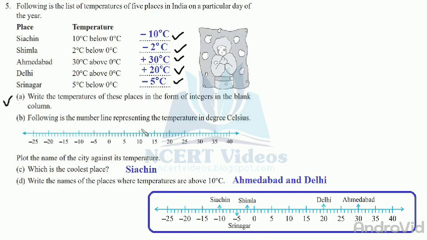Now B, following is the number line. Again we have to locate the temperature of these places on this number line. So for instance, first one is Siachen. So Siachen is minus 10 degrees Celsius. So here we have 0 and minus 10 is towards the left-hand side. So we will locate it with an arrow and write the name Siachen. And the second one is Shimla. It is minus 2 degrees Celsius. You can see here we have marked it with minus 2 representing Shimla.